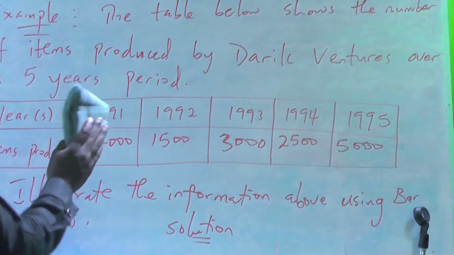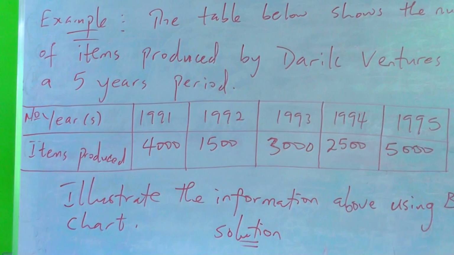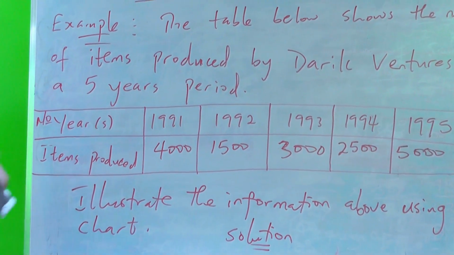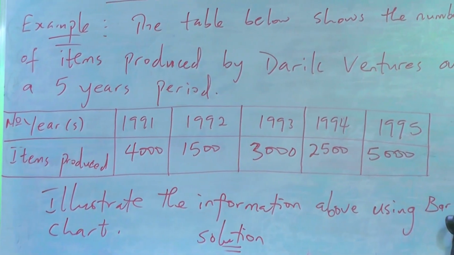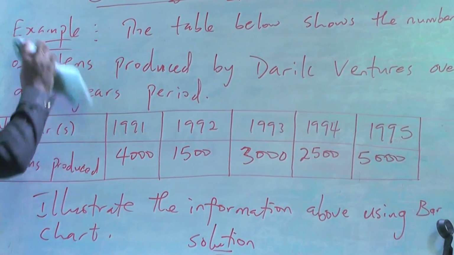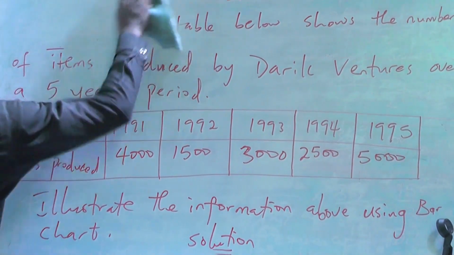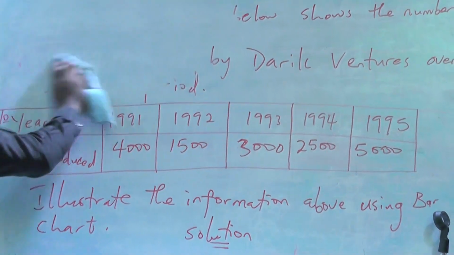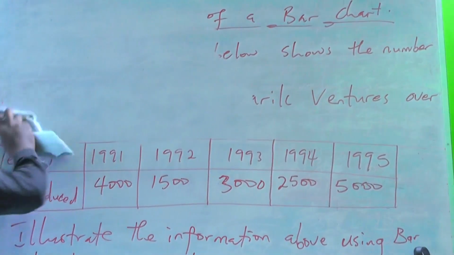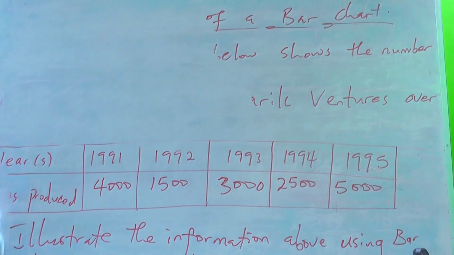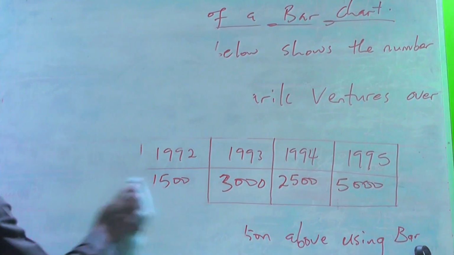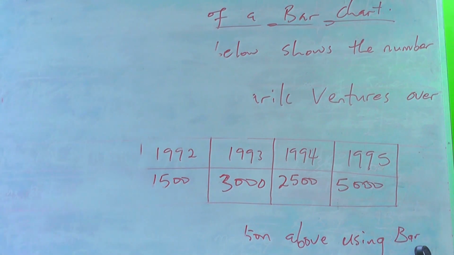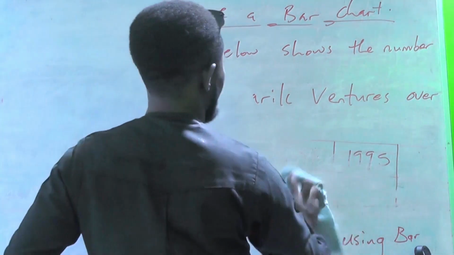So now I'm trying to construct the bar chart using this table. With this table, a bar chart is formed. Let me clean the board and draw it. So we want to use the table now to draw the bar chart.